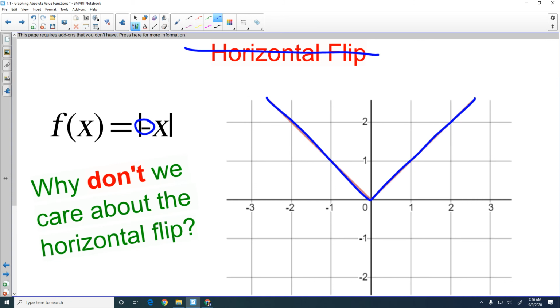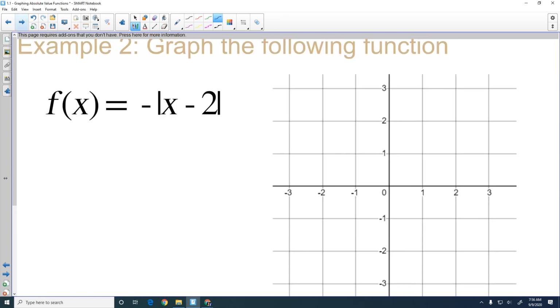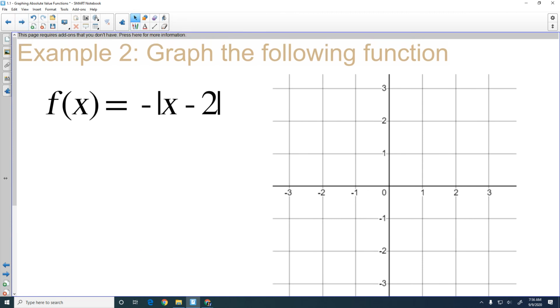Okay? Let's try putting some of these things together now. Here's your second example. Graph the following function. So I want you to write this equation out, sketch a quick coordinate plane from -3 to +3 on both axes. And I want you to take into account, well, there's two transformations now. I'm combining the translations with the flips. So I want you to try to sketch the graph of that V, of that new absolute value. What's it going to look like?